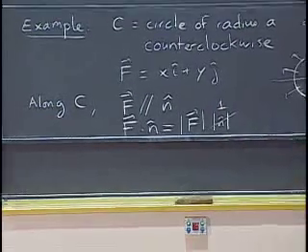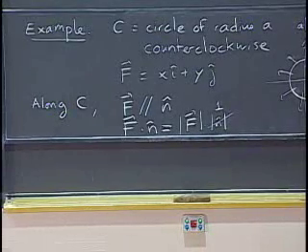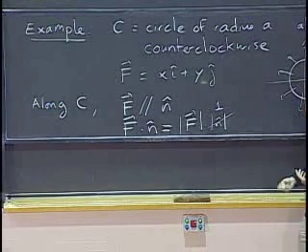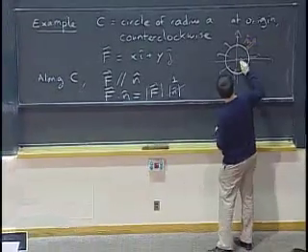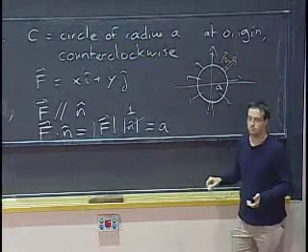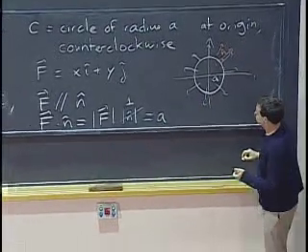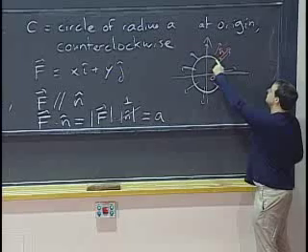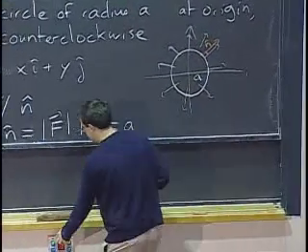Now, what's the magnitude of this vector field at a point x, y? Well, it's the square root of x squared plus y squared. That's the same as the distance from the origin. So if this radius is a, then the magnitude of F will just be a. So in fact, F dot N is constant, always equal to a, so the line integral will be pretty easy.